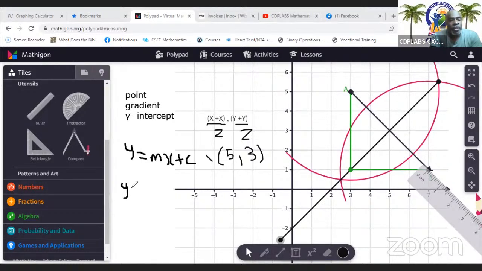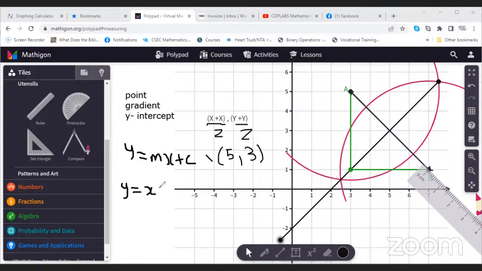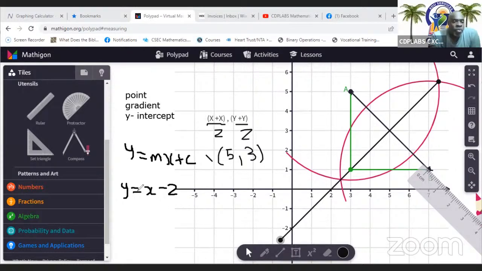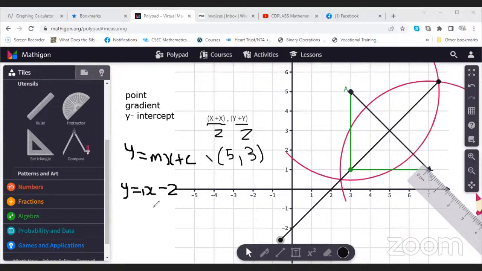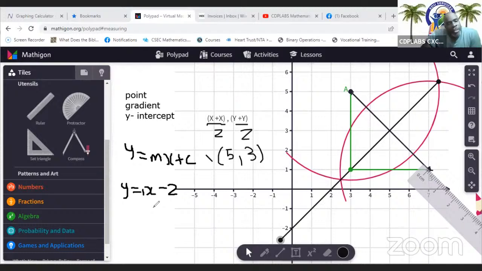y equals, and the gradient is positive 1. You do have to really write the 1 because 1x is the same thing as x, right? And the y-intercept is -2. So you put -2. This is the answer. But what about the m? The gradient is 1, but I don't need to put the 1. That's something you don't have to write. So the equation is y = x - 2.